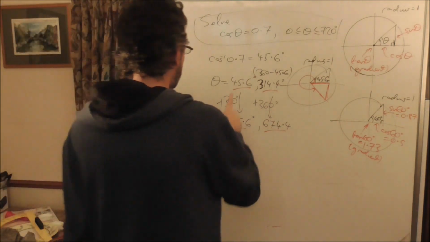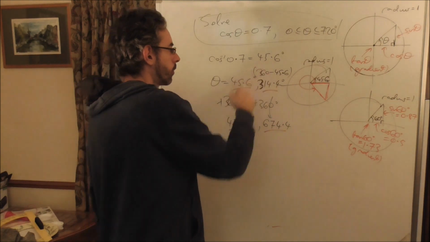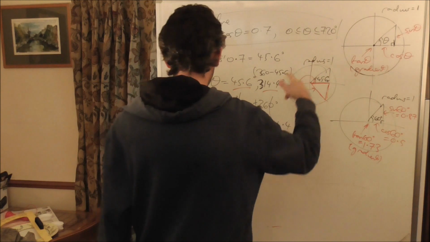So notice with sine, to get the second angle you subtract from 180. For cos you always subtract from 360 to get the second angle. Again, once you know that, you don't really have to draw the picture at all.